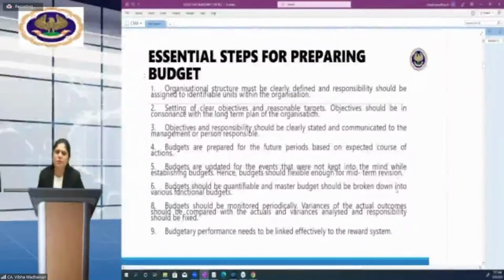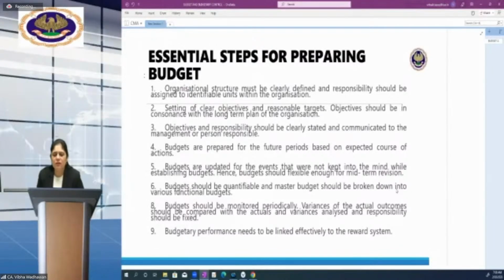Essential steps for preparing a budget. Now, this is something very important. Firstly, organizational structure must be clearly defined and responsibility should be assigned to identifiable units within the organization. So if the raw material department or inventory department or the production department gives the inputs, so the production budget, the raw material budget, every department has to assign the responsibility of implementing and thereby the control. All right, they are answerable for all inputs they have given for the planning phase.